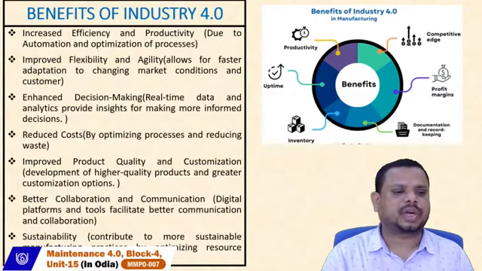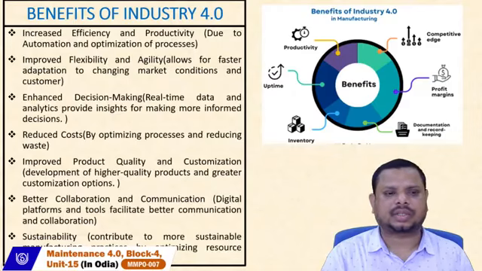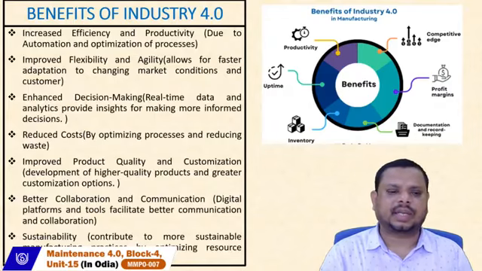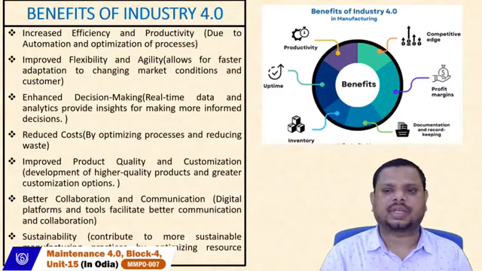The next is improved product quality and customization. Through the higher side of automation and optimization, you can develop higher quality products, and greater customization options should be available. The next is better collaboration and communication. Through digital transformation, digital platforms and tools facilitate better communication and collaboration.